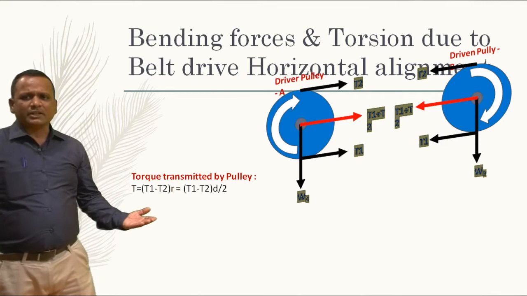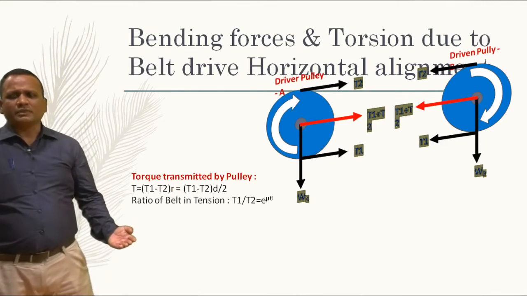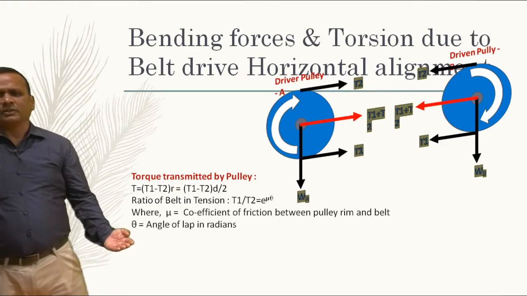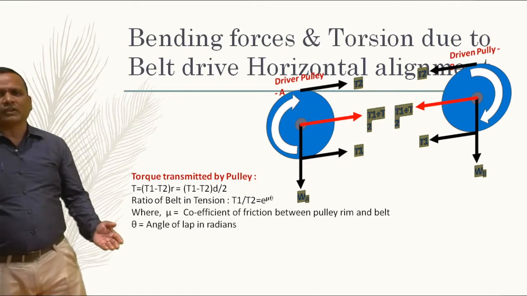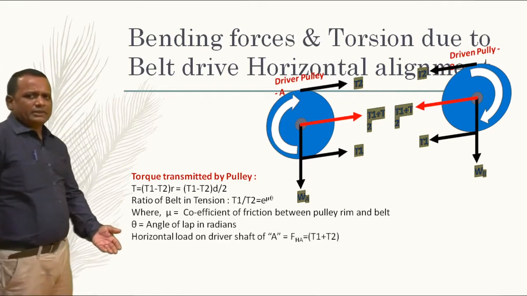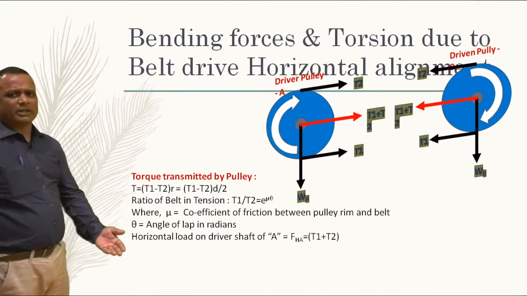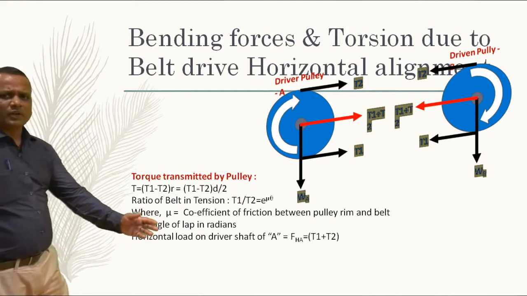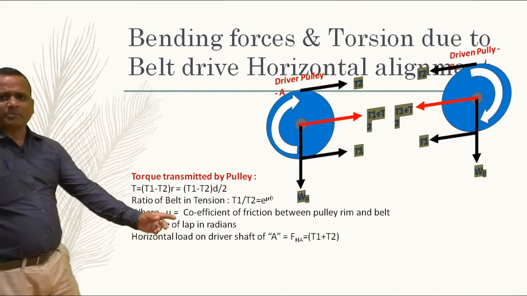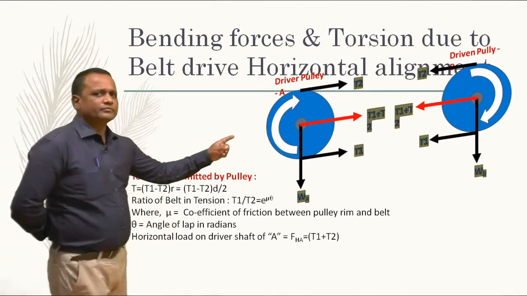This is the general equation we had. The ratio of the belt tensions is T1 by T2, where mu is the coefficient of friction and theta is the angle of wrap. Similarly, the horizontal load on the belt drive at A would be FHA. FHA refers to the force horizontal at A, which will be T1 plus T2.